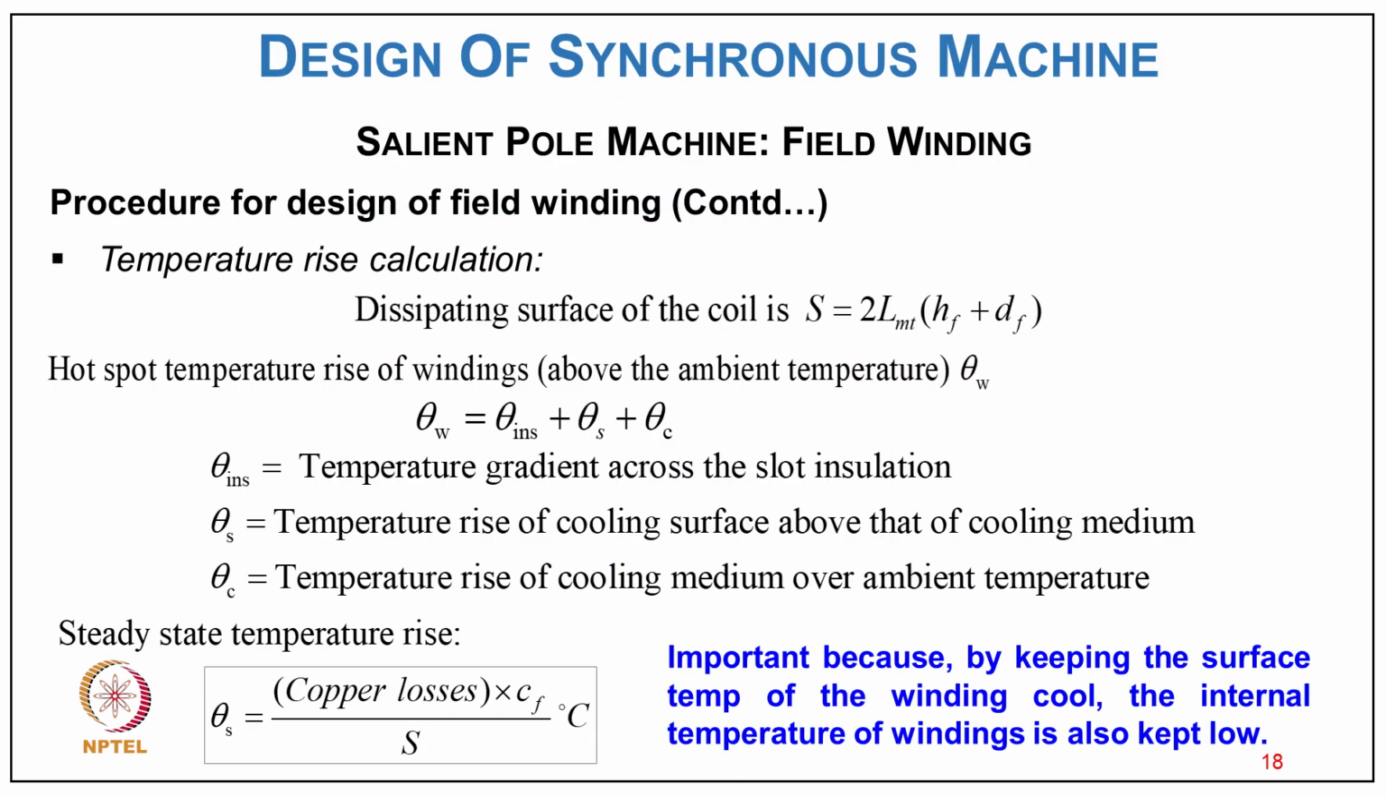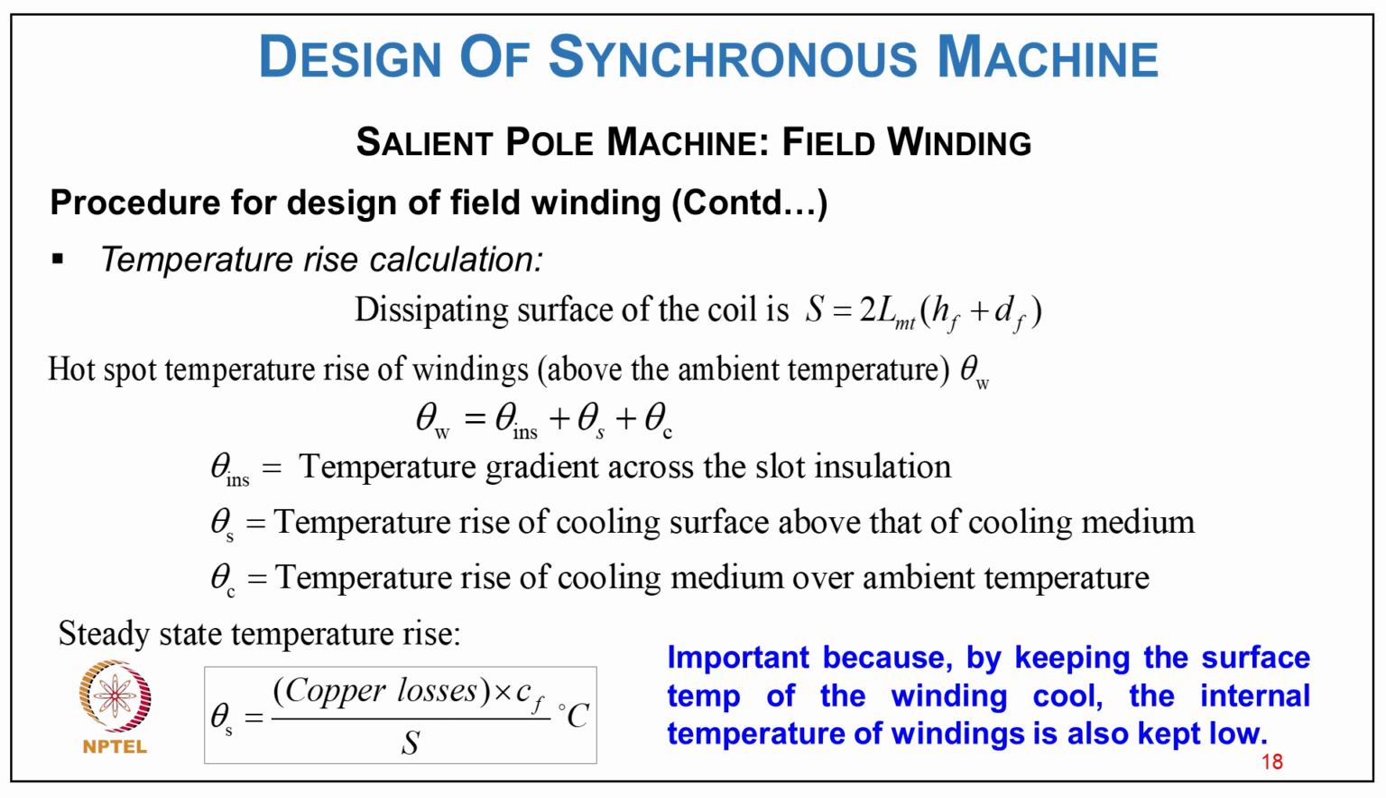Now coming to the temperature rise calculation of the field winding. The dissipating surface of the field coil is S equals 2 LMT in bracket HF plus DF, and the hot spot temperature rise of the winding above the ambient, delta W, equals delta instance plus delta S plus delta C, where delta instance is the temperature gradient across the slot insulation, delta S is the temperature rise of the cooling surface above that of the cooling medium, and delta C is the temperature rise of the cooling medium over the ambient temperature. So now the steady state temperature rise theta S equals copper loss into CF divided by S degree Celsius.